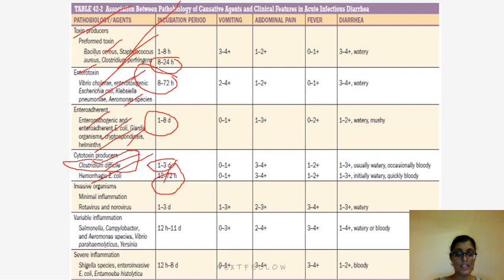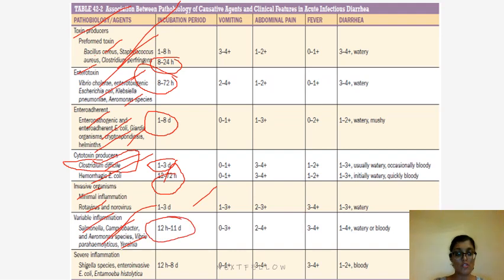Now, among invasive organisms, minimal inflammation is caused by rotavirus and norovirus. The incubation period is 1 to 3 days. Variable inflammation is found in Salmonella, Campylobacter, Aeromonas species, Vibrio parahaemolyticus, and Yersinia species. The incubation period is very variable, from 12 hours to 11 days.